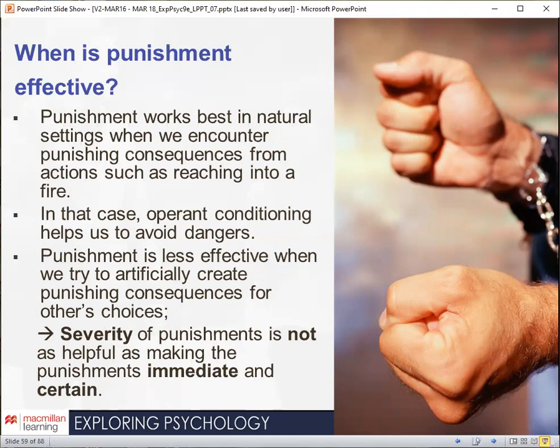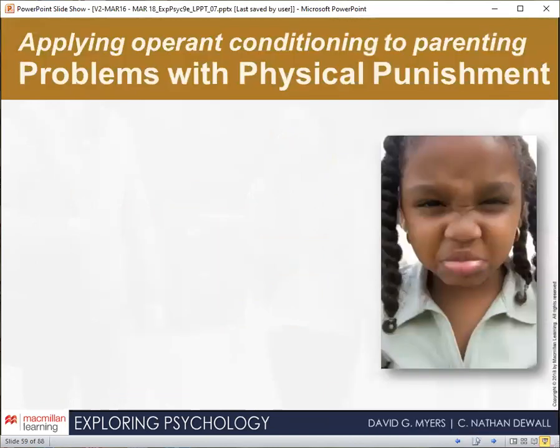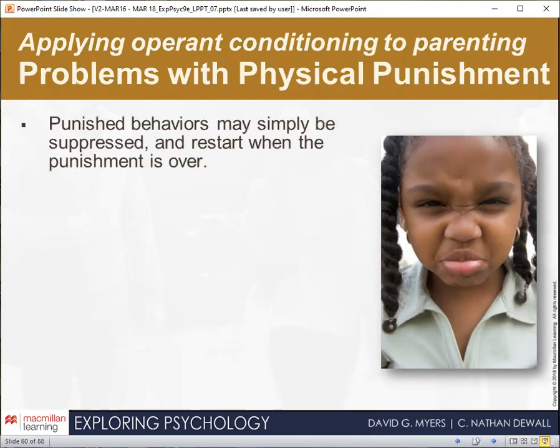Now, obviously, we all know and are aware that there are problems with punishing, and here are some of the problems that are associated with it, particularly when it comes to physical punishment. So, applying operant conditioning to parenting and the problems with physical punishment. This is corporal punishment, where someone gets spanked, for example. Punished behaviors may simply be suppressed and restart when the punishment is over.